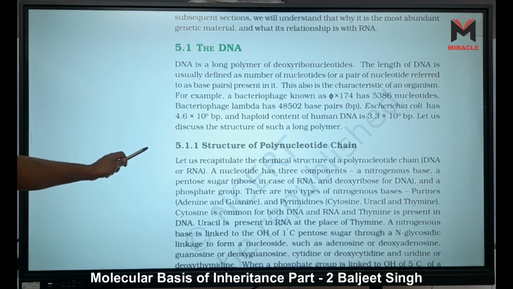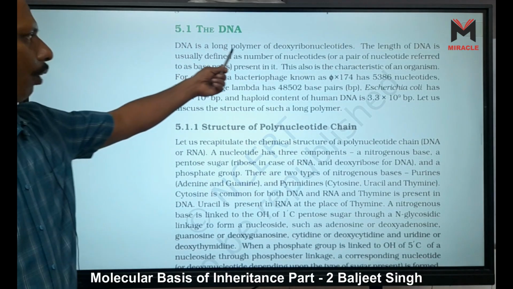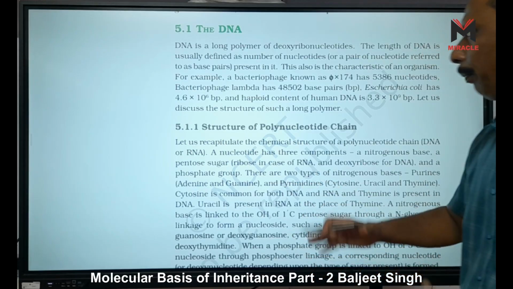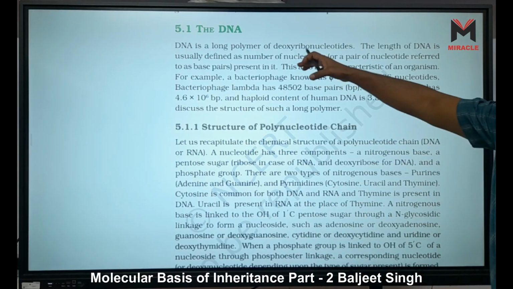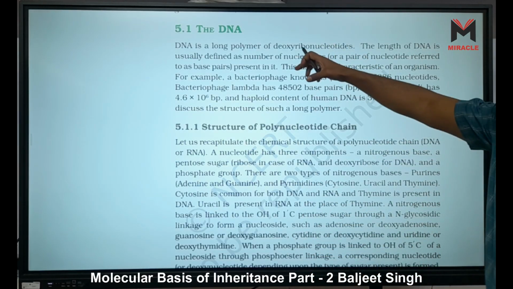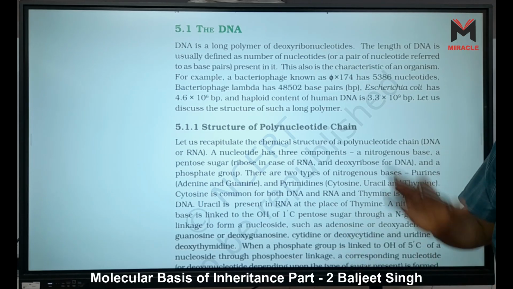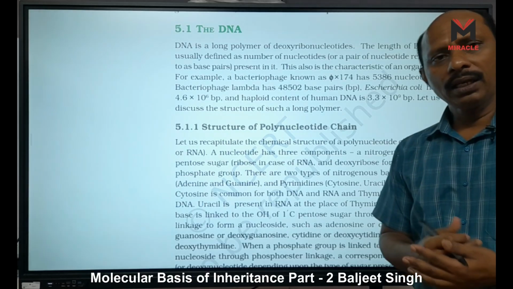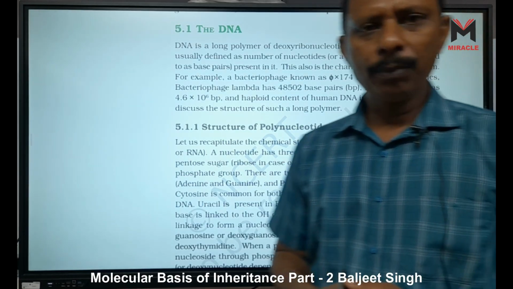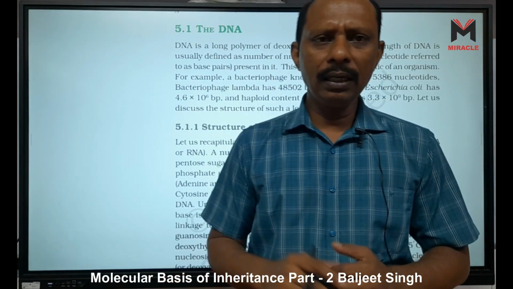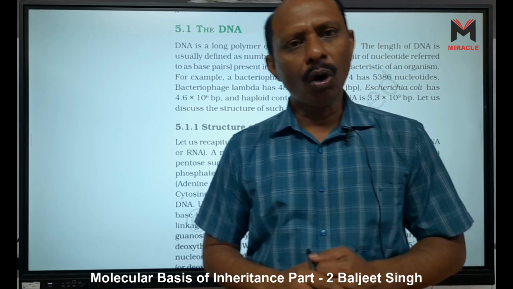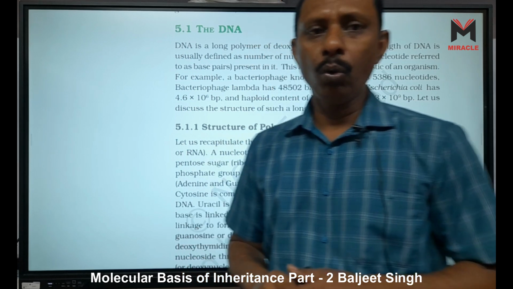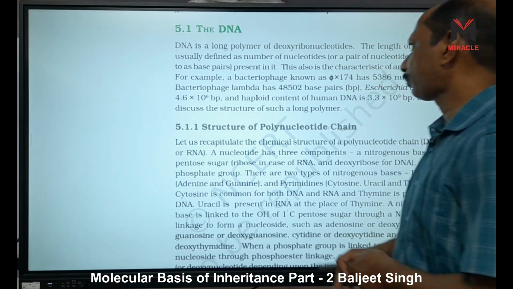I think we already read this, the DNA. The DNA is a long polymer of deoxyribonucleotide. Already we know and understand how a DNA polymer is formed, right? Why is it called deoxyribo? Because here the pentose sugar is deoxyribose sugar. And we already know the difference between deoxyribose and ribose. In deoxyribose, the second carbon has no oxygen. It lacks oxygen. But in ribose sugar, it contains an OH group, meaning oxygen is present here.